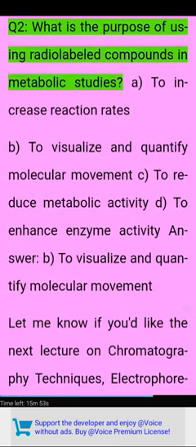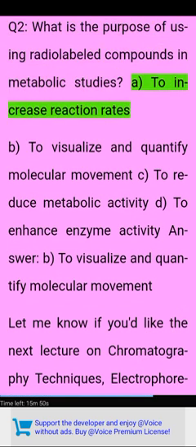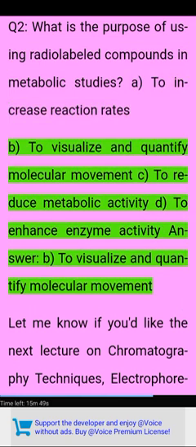Q2. What is the purpose of using radiolabeled compounds in metabolic studies? A. To increase reaction rates. B. To visualize and quantify molecular movement. C. To reduce metabolic activity. D. To enhance enzyme activity. Answer: B. To visualize and quantify molecular movement.